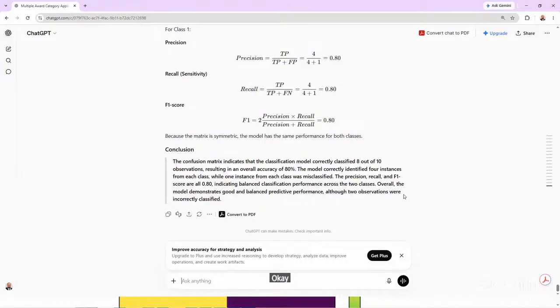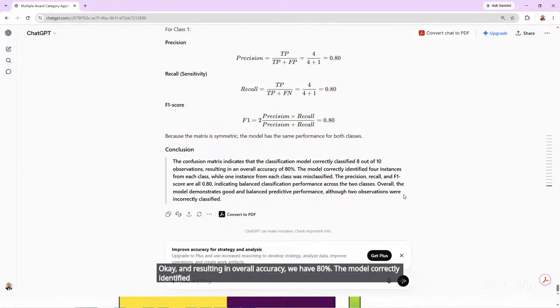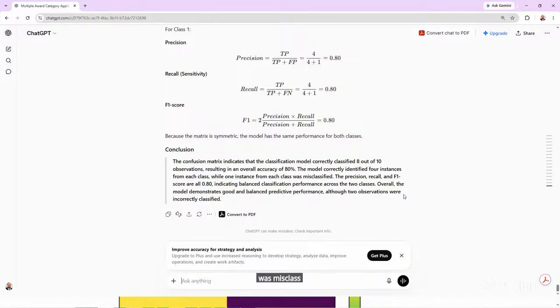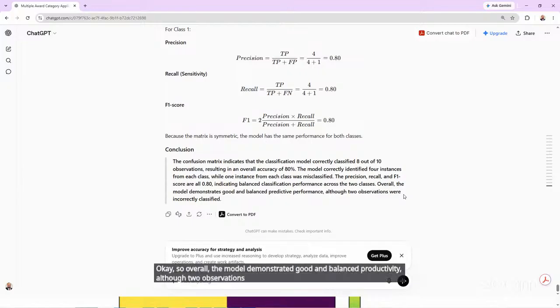And resulting in overall accuracy of 80%. The model correctly identified 4 instances from each class, while 1 instance from each class was misclassified. So overall the model demonstrated good and balanced predictive performance, although 2 observations were incorrectly classified.